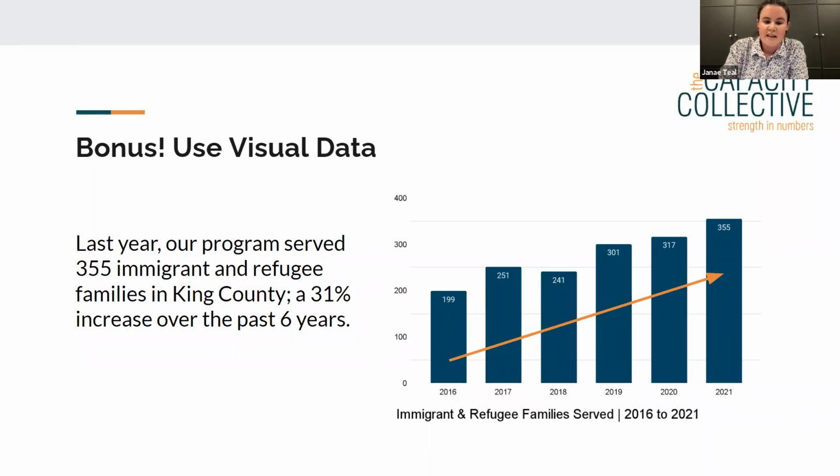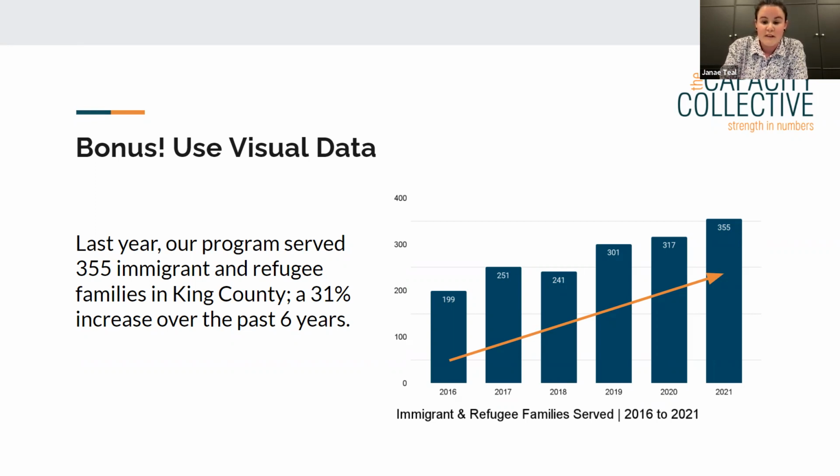Just at a quick glance, you can see the upward trend showing you really quickly that over time, the number of immigrant and refugee families served at your organization has continued to increase. That supports your needs statement and gives your organization a valid reason for requesting funds.